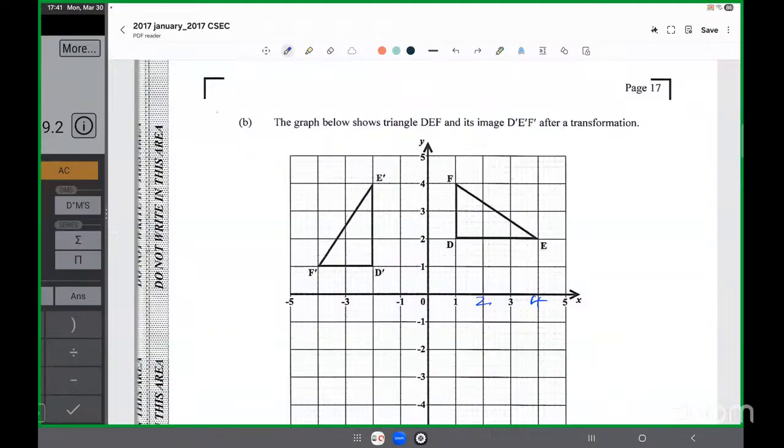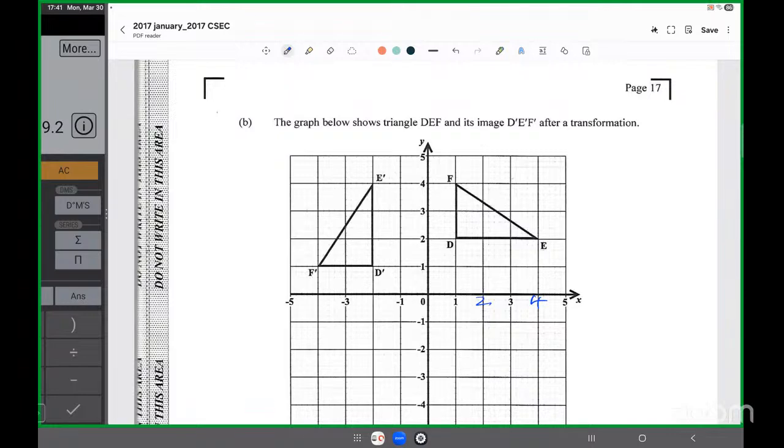So DEF on this one is this way, anticlockwise. And DEF on this one is also anticlockwise. So you know it's not a reflection, it has to be a rotation. So if it's a rotation, you need to know three things. You need to know the angle of the rotation, the direction of the rotation, and the center of the rotation.